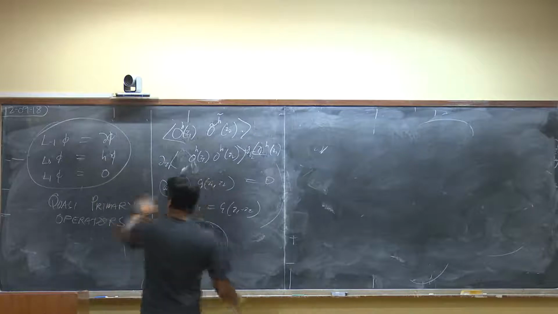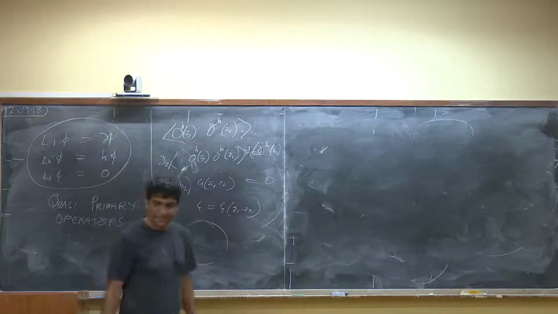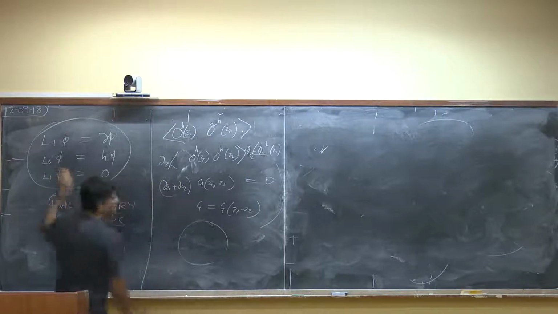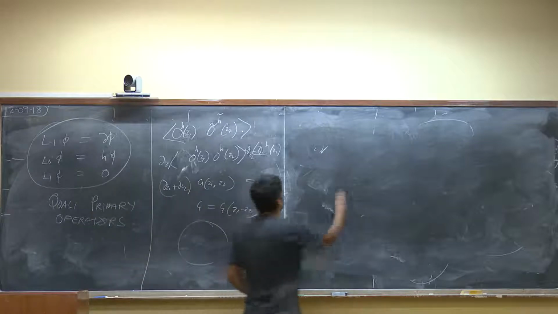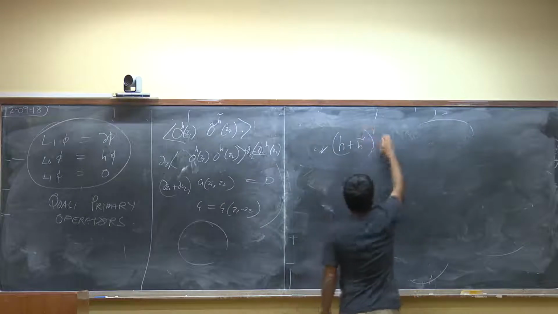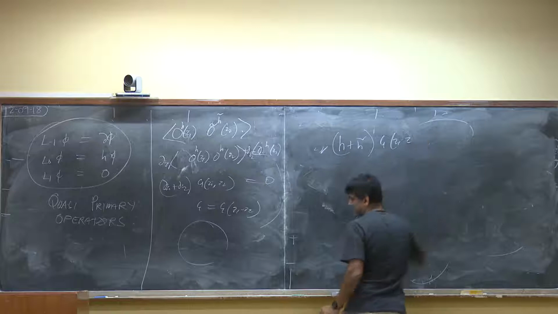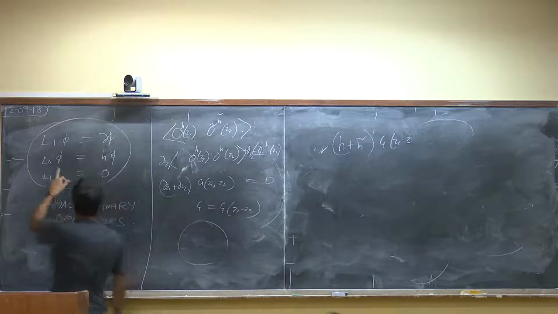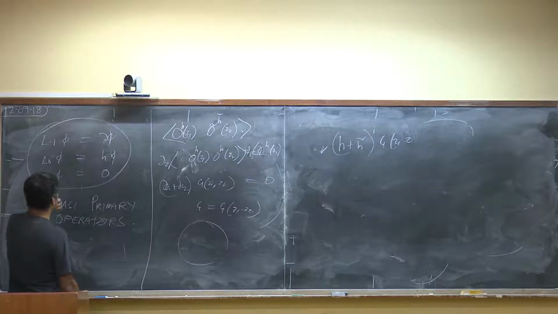So we've concluded that these correlation functions depend only on Z1 minus Z2. Now let's do the same thing with L0. What are we going to get? We're going to get H plus H tilde on G, which is now a function of Z1 minus Z2, except that we have to be careful.